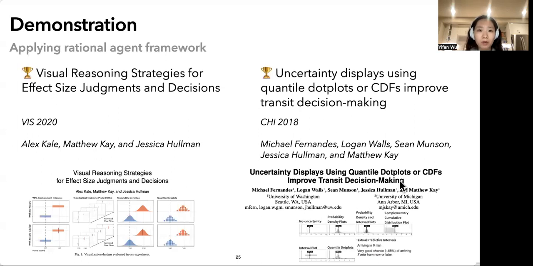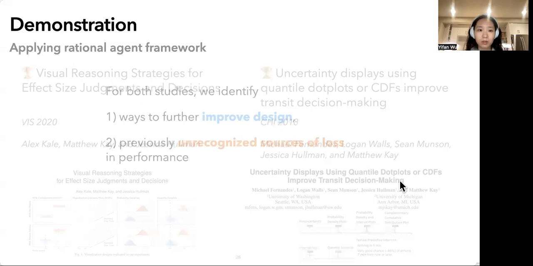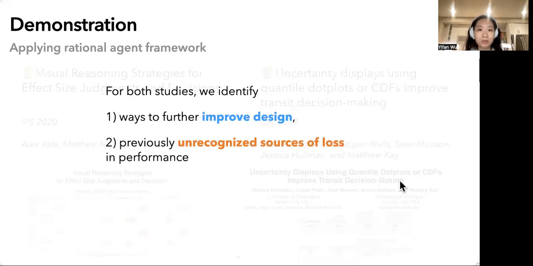So we apply our framework to two award-winning papers. One is the effect size judgment paper, which is the best paper in VIS 2020, and the other one is the transit decision-making paper in CHI 2018. And these two papers are known for their rigorous experiment design and analysis. So by applying our framework, we still have new findings for these two papers. We identify ways to further improve the design, and also we identify previously unrecognized sources of loss in performance.